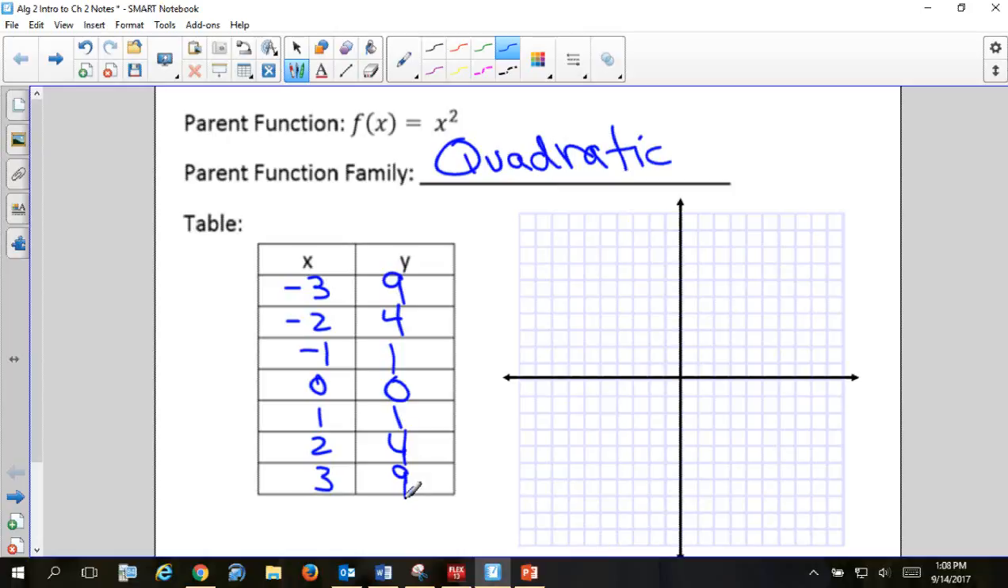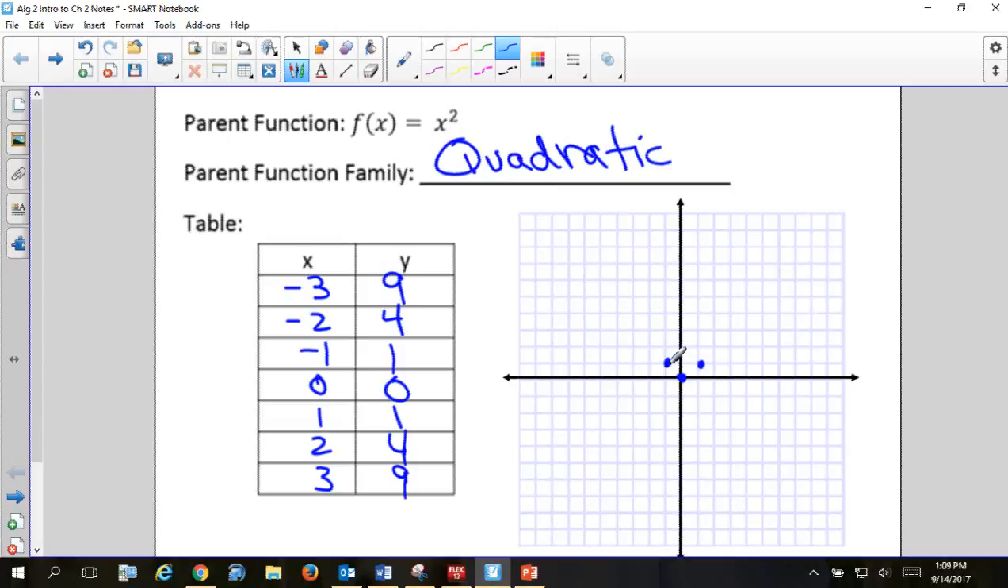You can plot the parent function. I like to start in the middle. You can plot it in any order you want, but I like to start in the middle because when I go to the right one, or if I go to the left one, both of them go up 1. So if I go right 1, I go up 1. But it's symmetric, so it does it to both sides.